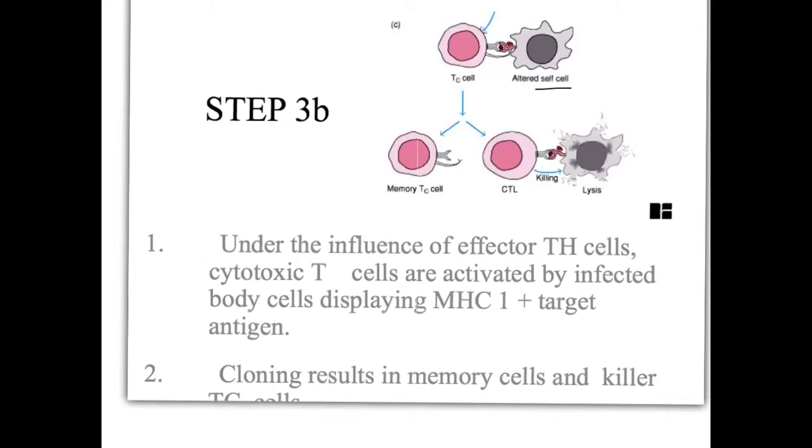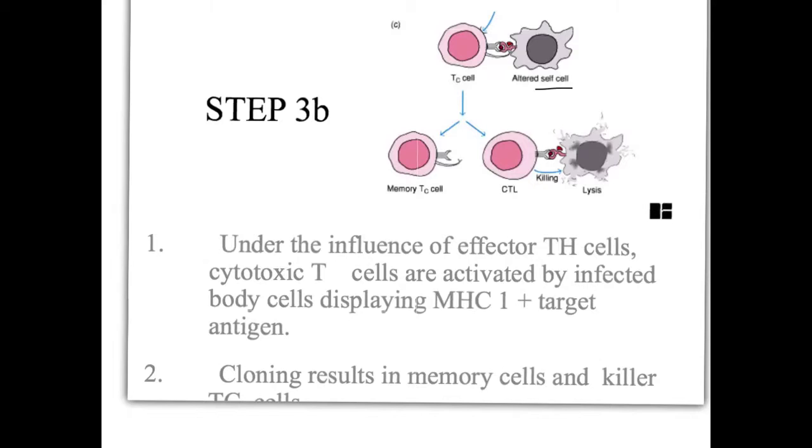And so in this illustration, we see a self cell that has been infected, and we see that the cytotoxic T cell is using its receptor to recognize this altered self cell because of its display of antigenic particles in combination with MHC class 1. After co-stimulation, this will result in the process of proliferation, cloning, whereby the cytotoxic T cell produces many daughter cells, some of which become memory cells, as we've seen earlier, and others become active cytotoxic T lymphocytes.